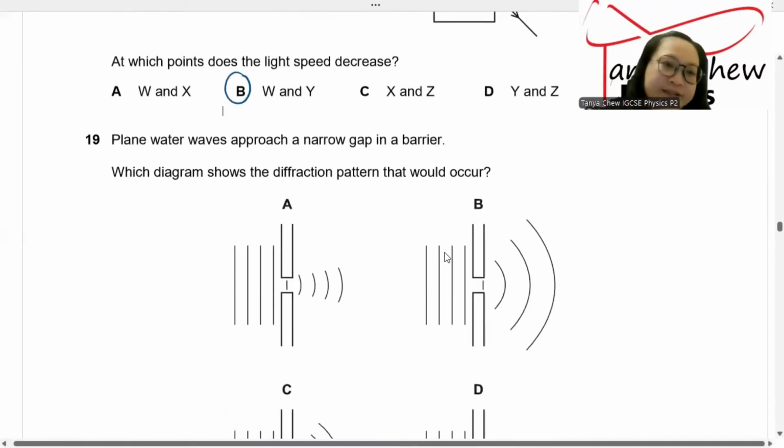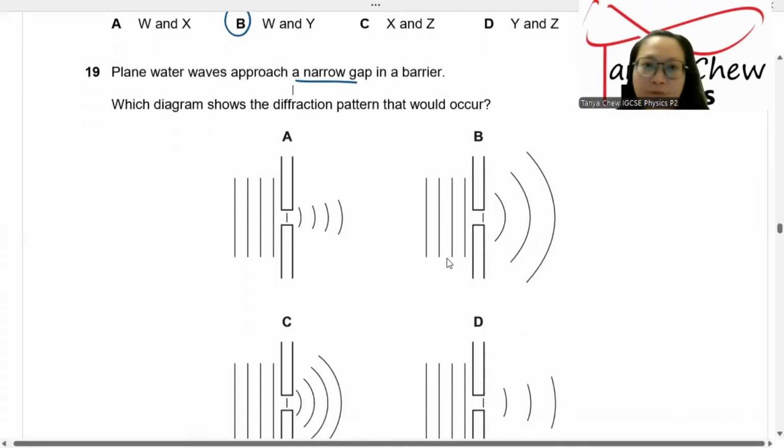Now, question number 19. Plain water waves approach a narrow gap. Narrow gap is the hint, in a barrier. Which diagram shows the diffraction pattern that would occur? The answer for diffraction is that there is no change in the wavelength. B cannot be the answer because there's no change in the wavelength. It seems that wavelength increases after diffraction. B and D are wrong.